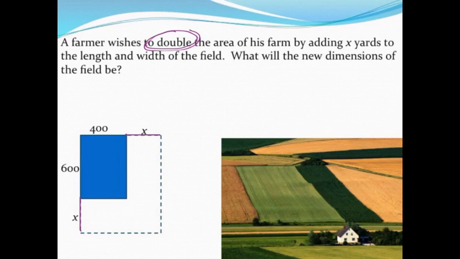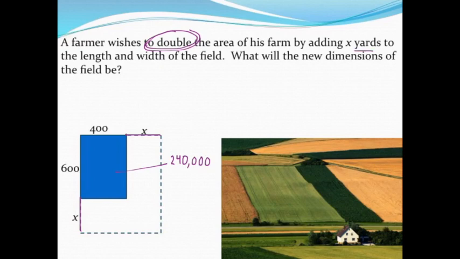So here's what we've got. Right now, I guess it's important to note what the area of our field is now. So 400 times 600 gets us an area right now of 240,000 square yards, I think we're dealing with in this case. Yeah, square yards.